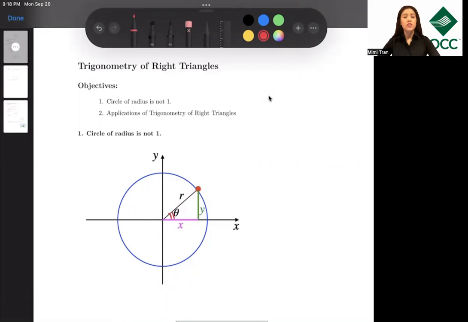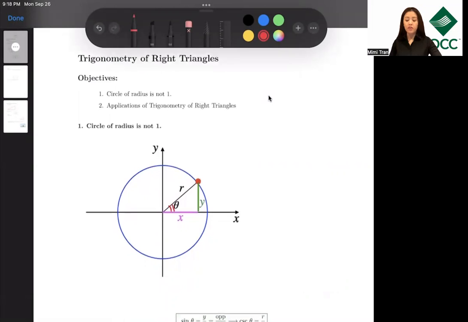Today's session is trigonometry. So we're going to talk about trigonometry of right triangles. The first objective is a circle of radius not 1. And the second objective, we're going to go through some applications of trigonometry of right triangles.